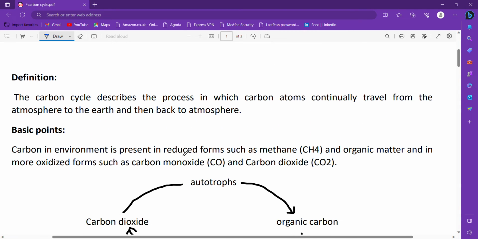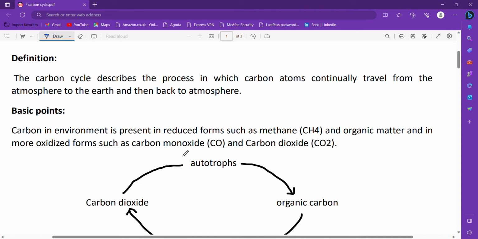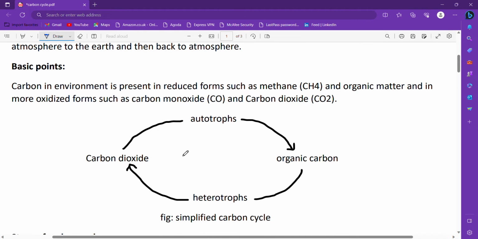So, the carbon cycle describes the process in which carbon atoms continually travel from the atmosphere to the earth and then back to the atmosphere. It travels through the human body, then to the earth, and we release carbon dioxide, and this carbon is transported back to the atmosphere. Here are some of the basic points of the carbon cycle. Here we can see this flow diagram.